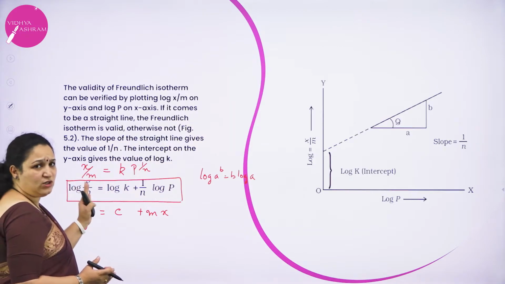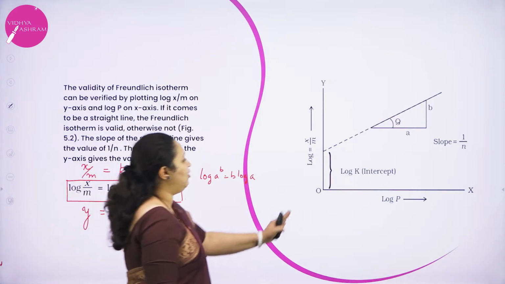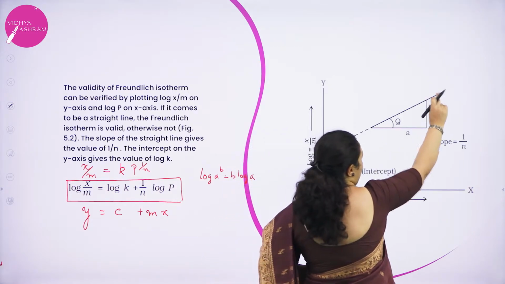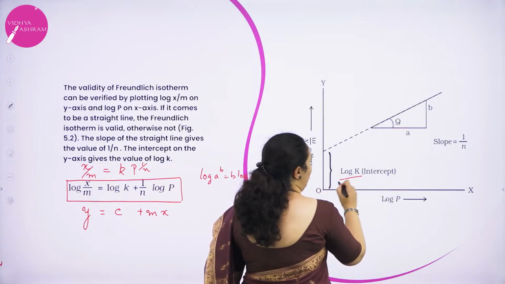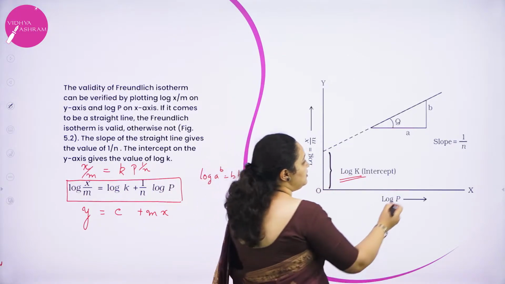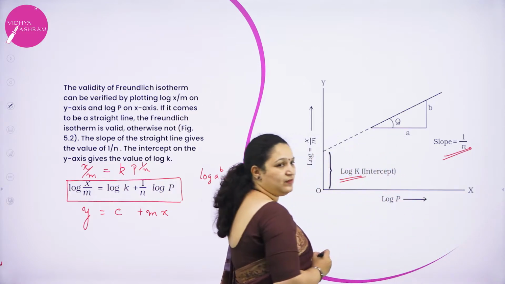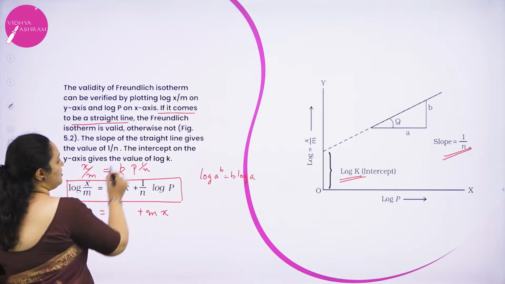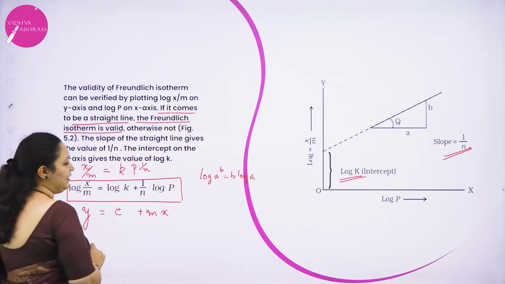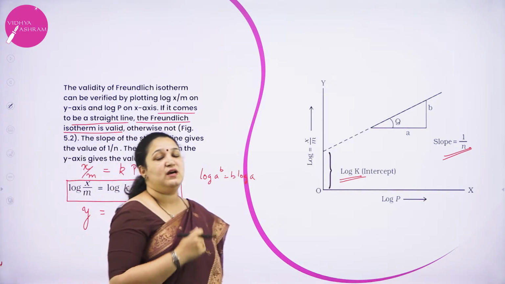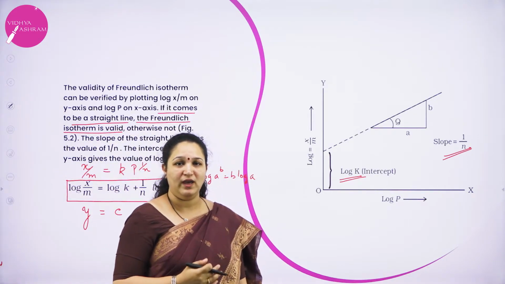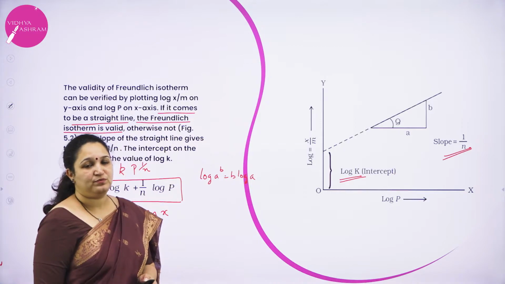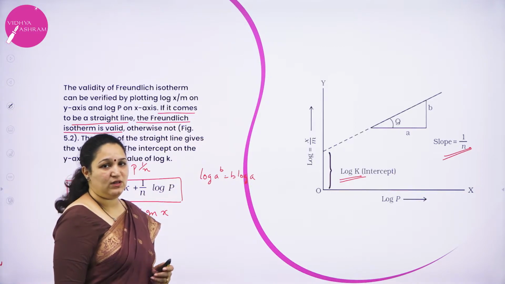Take this and draw the graph, that is, log x by m I take on the y axis, log p I take on the x axis. I should be getting a straight line in which the intercept is log k, and the slope will be equal to 1 by n. If it is a straight line, the Freundlich isotherm is valid, otherwise the Freundlich isotherm is not valid. That's how you validate the Freundlich isotherm expression. I hope you have understood about this.